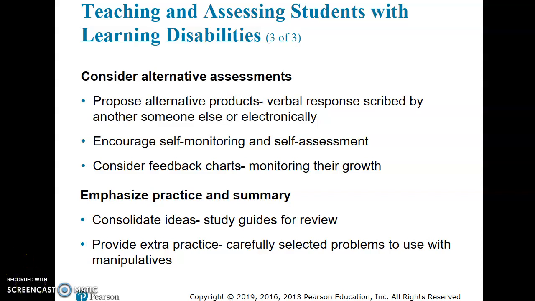Encourage self-monitoring and self-assessment. Students with disabilities often lack skills in self-reflection. Consider feedback charts. Help students monitor their growth by charting progress over time. Consolidate the ideas. Create or have students create study guides that summarize key mathematical concepts. Provide extra practice. Use carefully selected problems, not a large number, and allow the use of familiar models.